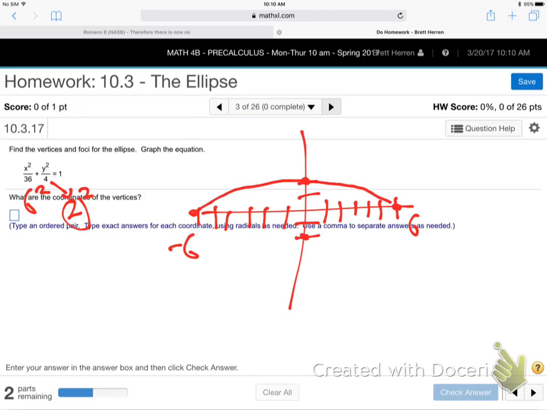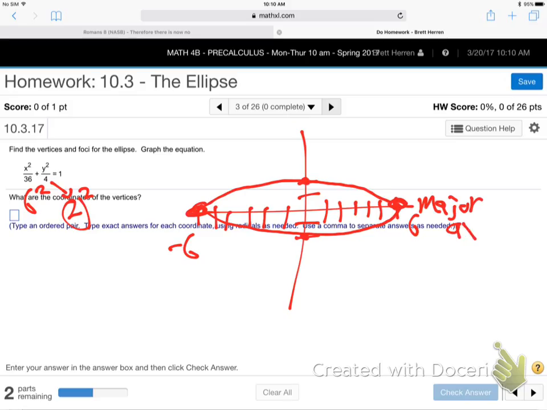So my drawing is not the best. Looks like a little... Anyway, there we go. So good on that. Now, they're going to ask you a series of questions. They're going to say, what are the coordinates of the vertices? Vertices mean this point and this point. Yeah. Now, let me start talking about, this is called the major axis.